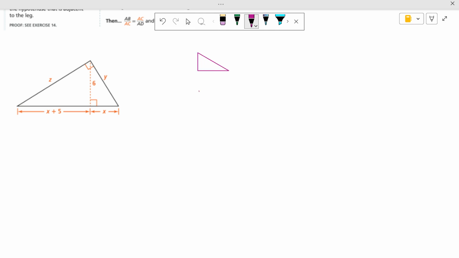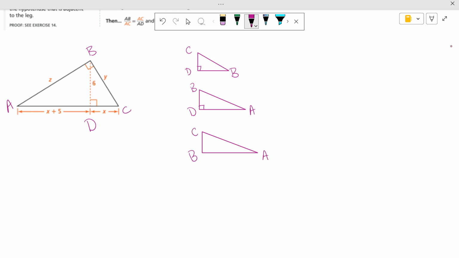Baby, mama, papa. And as you can see, there's no letters down. So just label it A, B, C, and D. So I know D is the right angle of baby, DC is the short side, B is the other angle. D is the right angle for mama, DB is the short side, and A is the other angle. For papa, B is the right angle, BC is the short side, and A is the other angle.